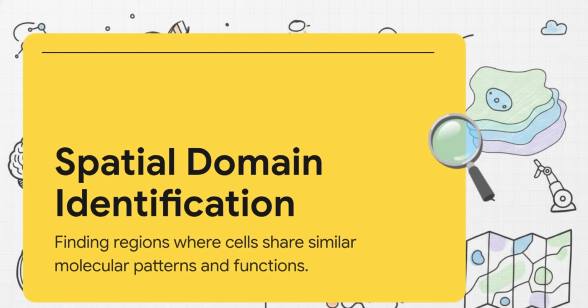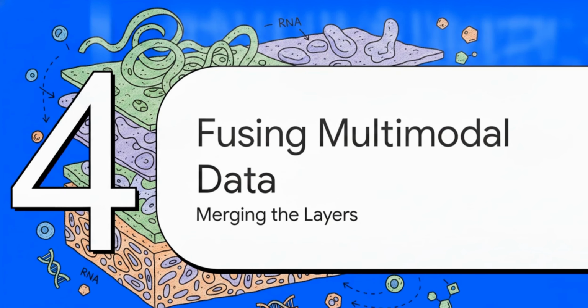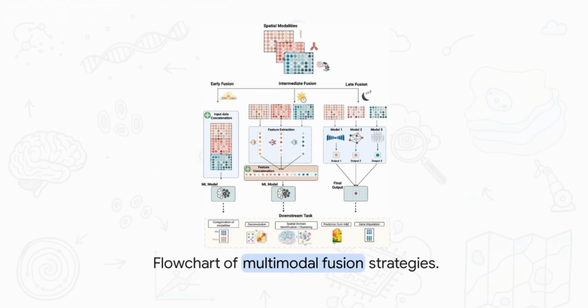Think of it like spotting a fibrotic niche in an organ, or identifying a hypoxic, oxygen-starved neighborhood hiding inside a tumor. Which brings us to Section 4, Fusing Multimodal Spatial Data. Once we have these distinct layers of tissue data, how do we actually merge them without creating just a blurry mess? And this brilliantly illustrates exactly how we answer that question.